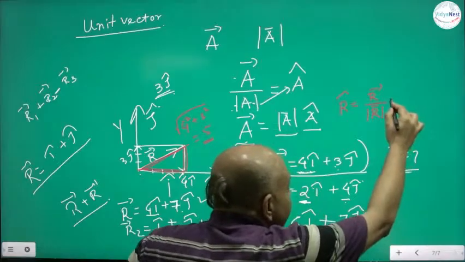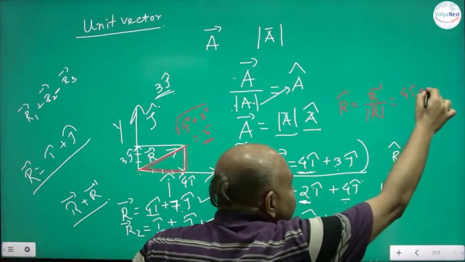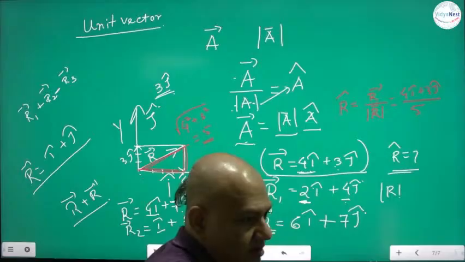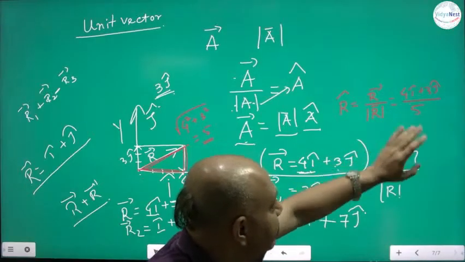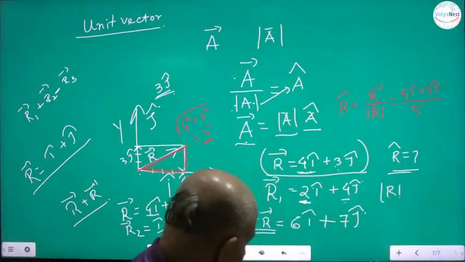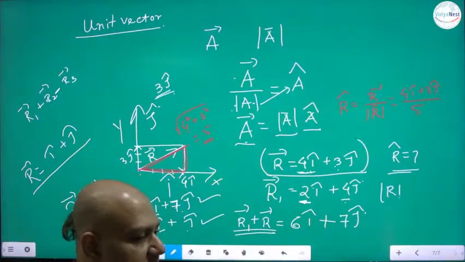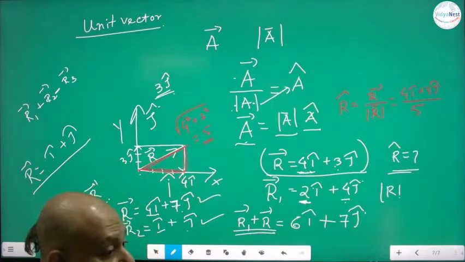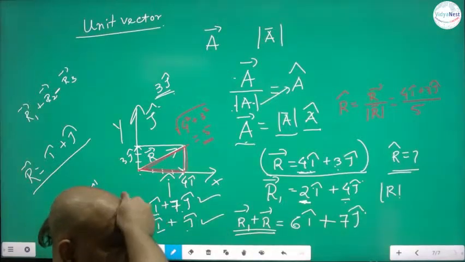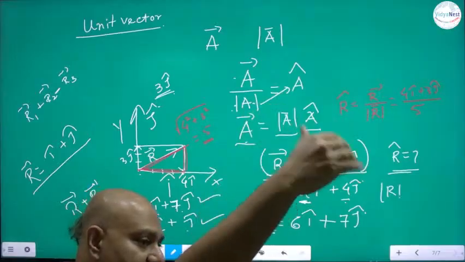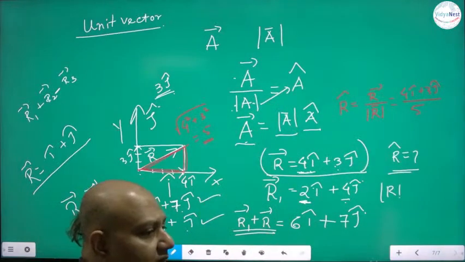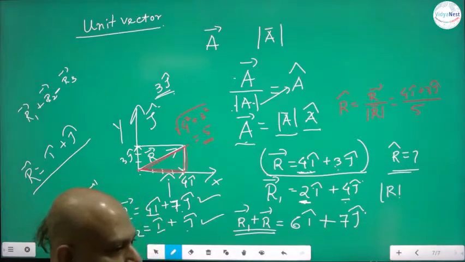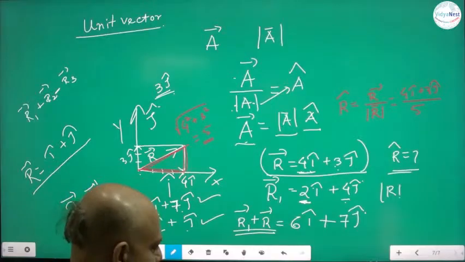So vector r means what? 4 i cap plus 3 j cap divided by magnitude, which is 5. So 4 i cap plus 3 j cap by 5 is the r cap unit vector. Understanding my point or not? So this is the way we find a unit vector. Just vector divided by magnitude of the vector, I get the unit vector. Is it clear? Very good.